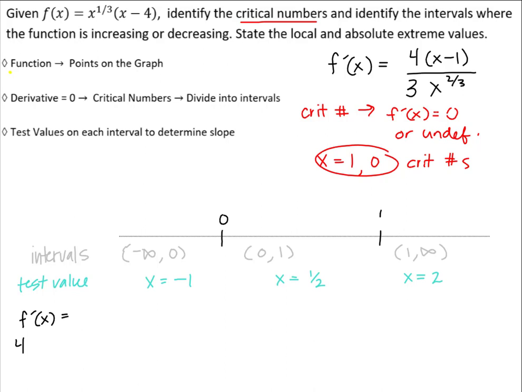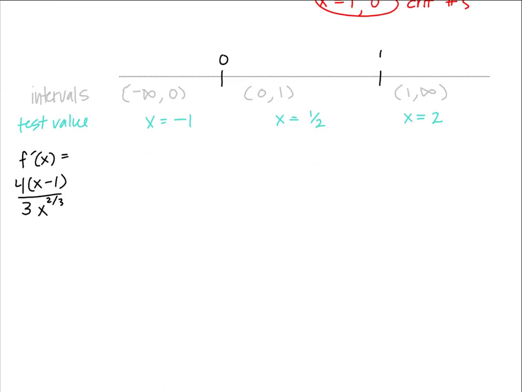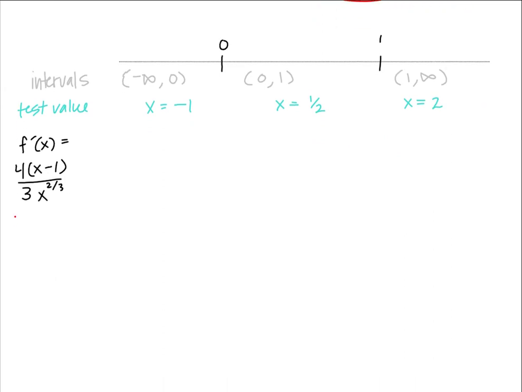So my derivative, I'm just going to write that down here. We've got 4 times the quantity x minus 1 over 3 times x to the 2/3. And when I'm looking at testing these values, I don't want to figure out exactly what the output is. I just want to know if the output is positive or negative. Because remember, the derivative is telling us about slope. So if the derivative is positive, then we're going to be increasing. And if the derivative is negative, we will be decreasing.